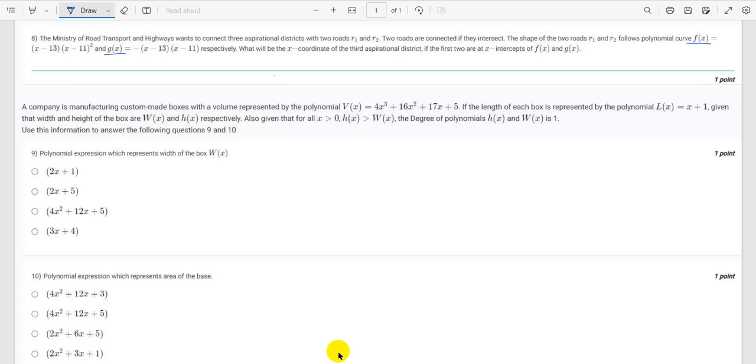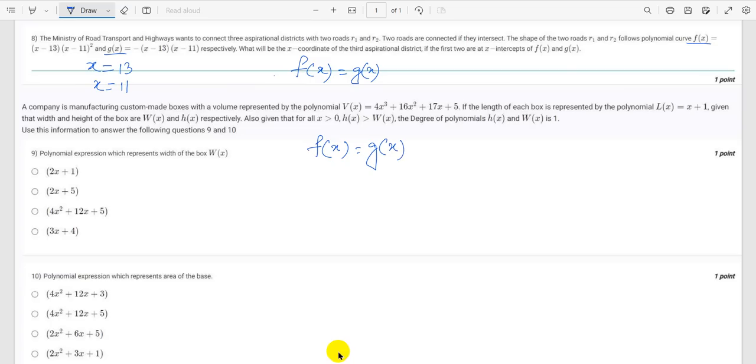Okay, so first 2 districts are at x-intercepts of f(x) and g(x). So the x-intercepts of f(x) and g(x) are x equal to 13 and x equal to 11. These are the 2 districts. Now we have to find the x-coordinate of the third aspirational district. Now 2 roads are connected if they intersect. So when they intersect, f(x) is equal to g(x), right? Here we say f(x) is equal to g(x).